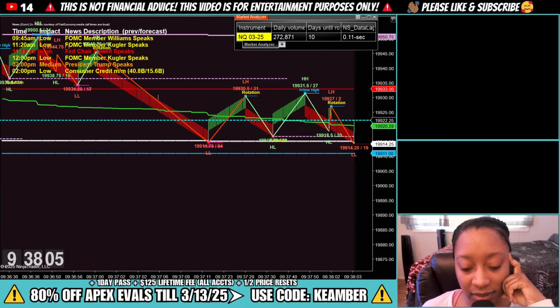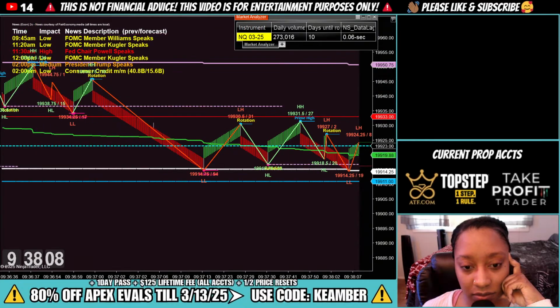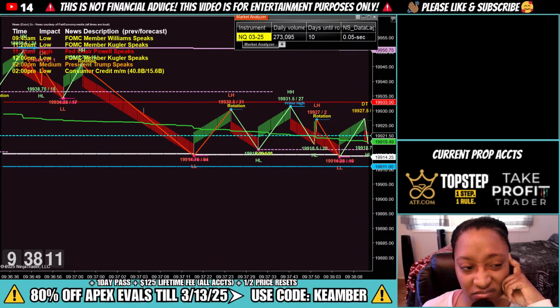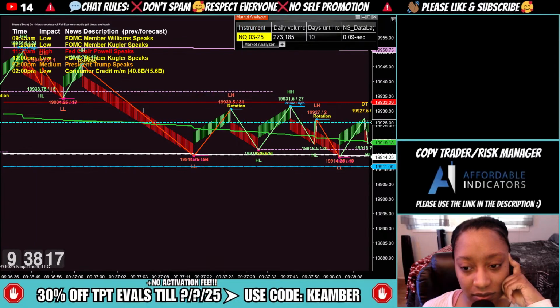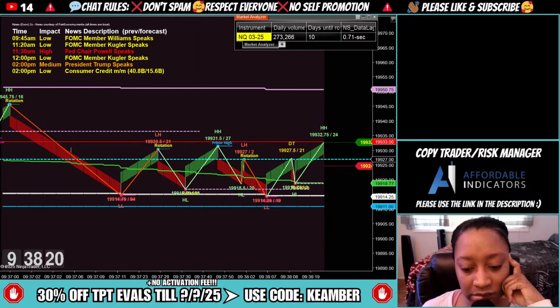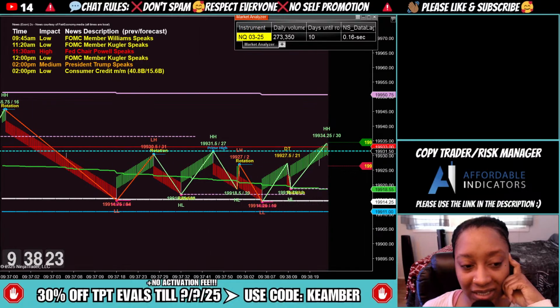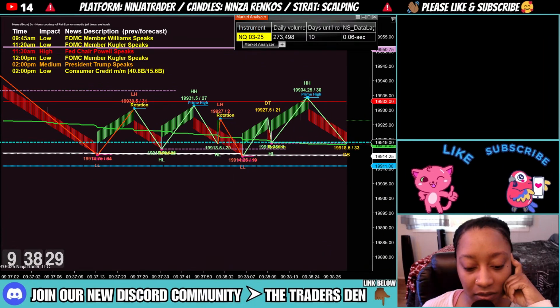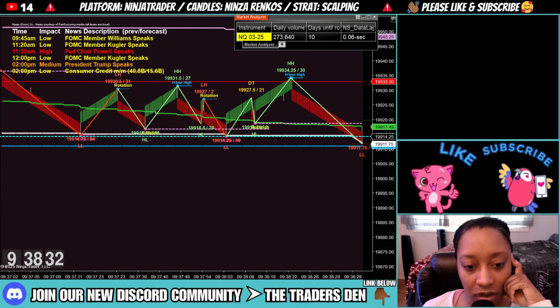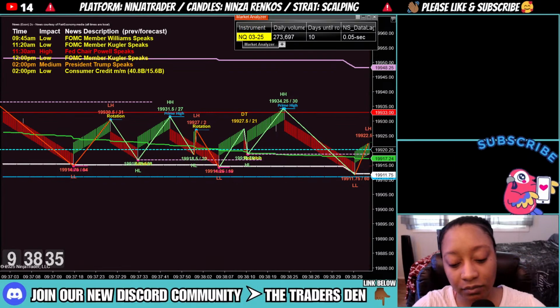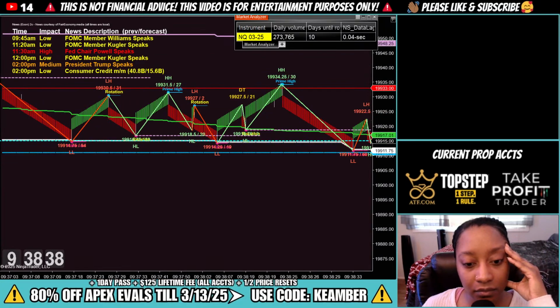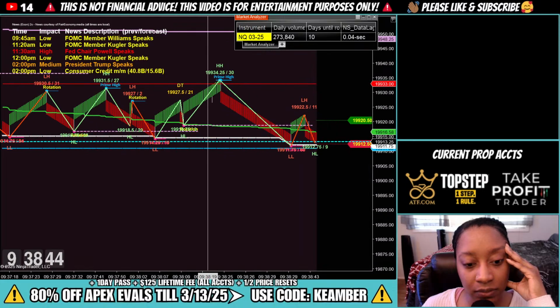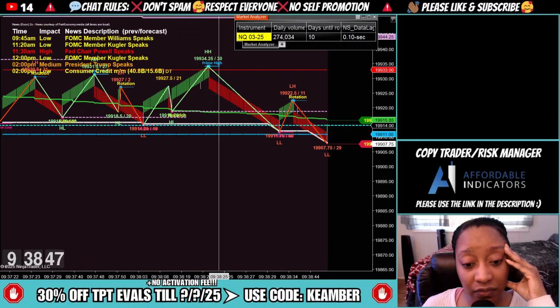I don't think I'm going to trade the Apex PA though. I think I'm just going to trade the... It's so late though, but I do want to get a trade in. So I'm going to trade the Top Step account. I got to log into the Rhythmic though, if it lets me. I was getting disconnected from Rhythmic too.